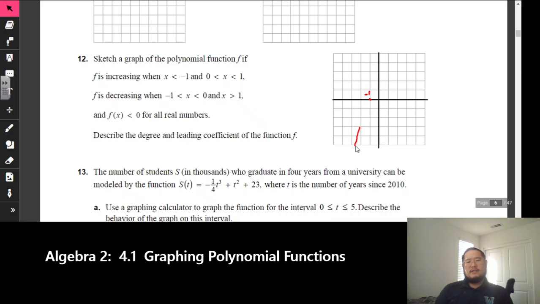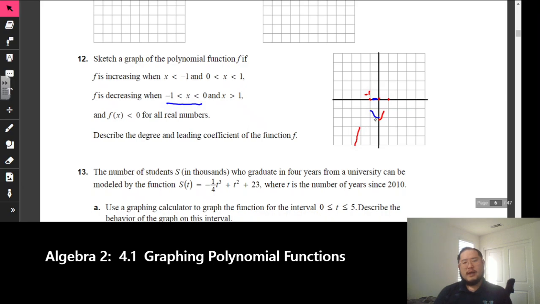There's more information they show you, though. It also says that it's increasing between 0 and 1. So let me put dots right here between 0 and 1. At some point, it is increasing as well. So let's just put something like this. It's increasing. It says f is decreasing when x is between -1 and 0. So that's going to be this part right here, and it's decreasing, so I'll show something going downwards right here.